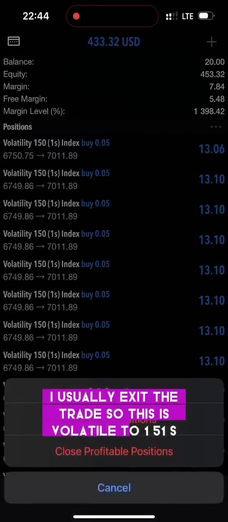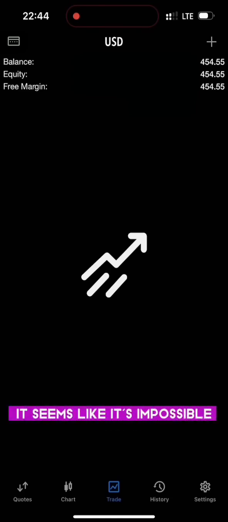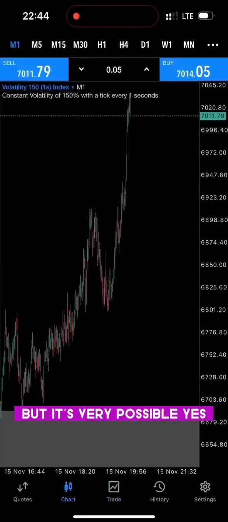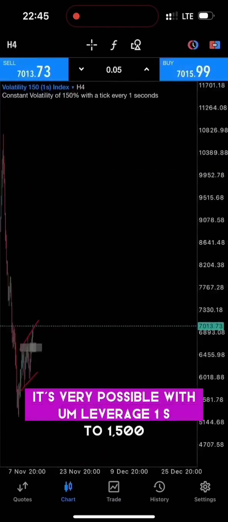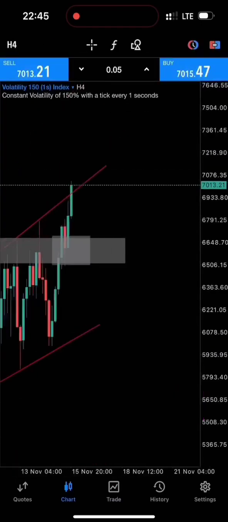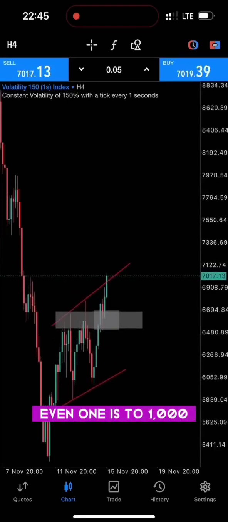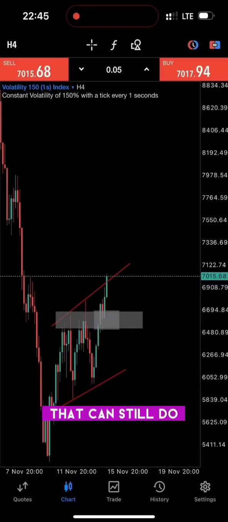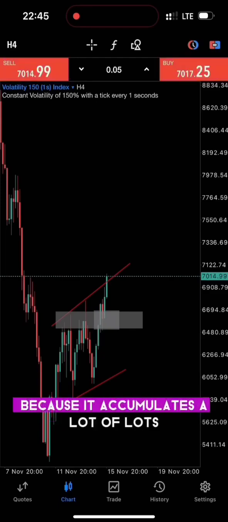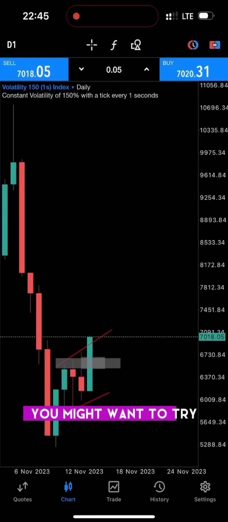So this is Volatility 15 1s. I closed from $20 to $454. It seems like it's impossible, but it's very possible. Yes, it's very possible with leverage 1 to 1,500. Even 1 to 1,000 can still do it, because it accumulates a lot of lots. Volatility 15 1s, you might want to try.